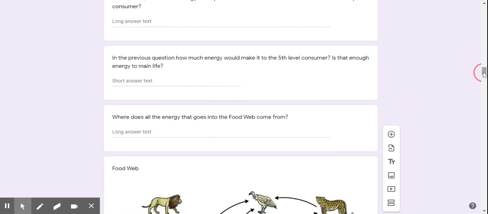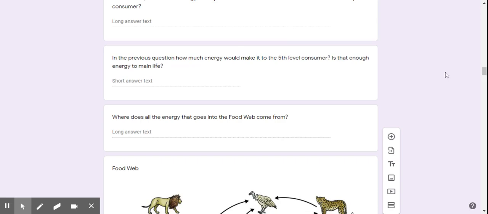Now, let's go to the next question. In the previous question, how much energy would make it to the fifth level consumer? The fifth level consumer. Okay. We don't usually talk about fifth level consumers. I think the most we ever get to usually is tertiary or quaternary. But okay, the fifth level consumer. Is that enough energy to maintain life?